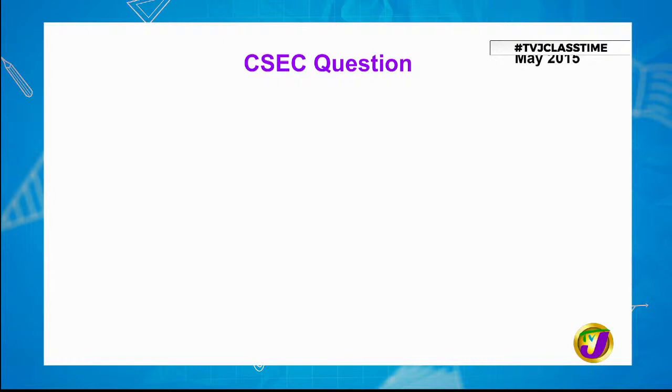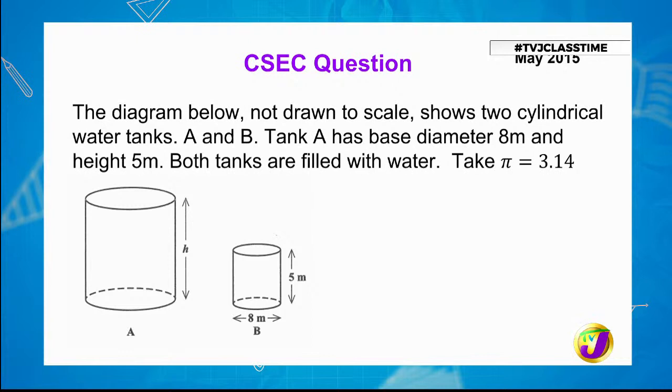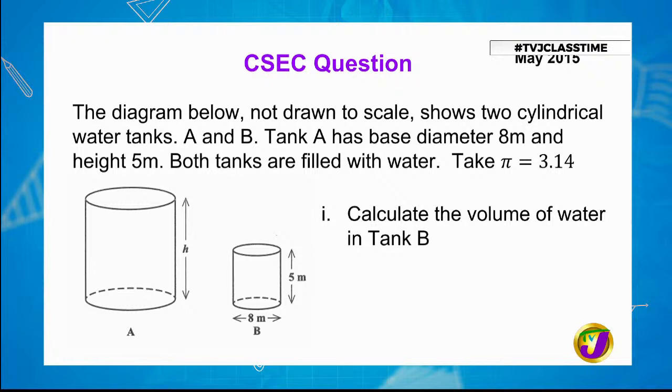This question was taken from the May 2015 paper. The diagram below, not drawn to scale, shows two cylindrical water tanks, A and B. Tank A has base diameter 8 meters and height 5 meters. Both tanks are filled with water. Take pi as 3 1/14, or 3.14. And we are to find the volume of water in tank B.